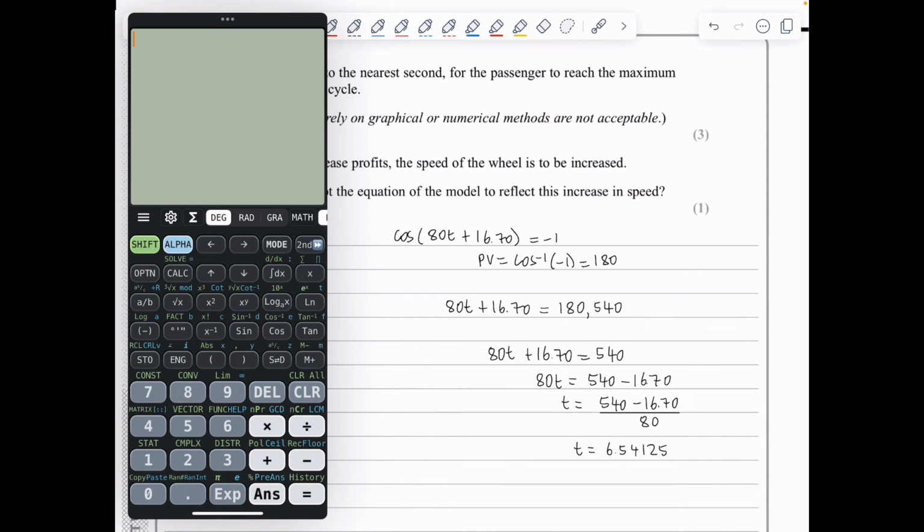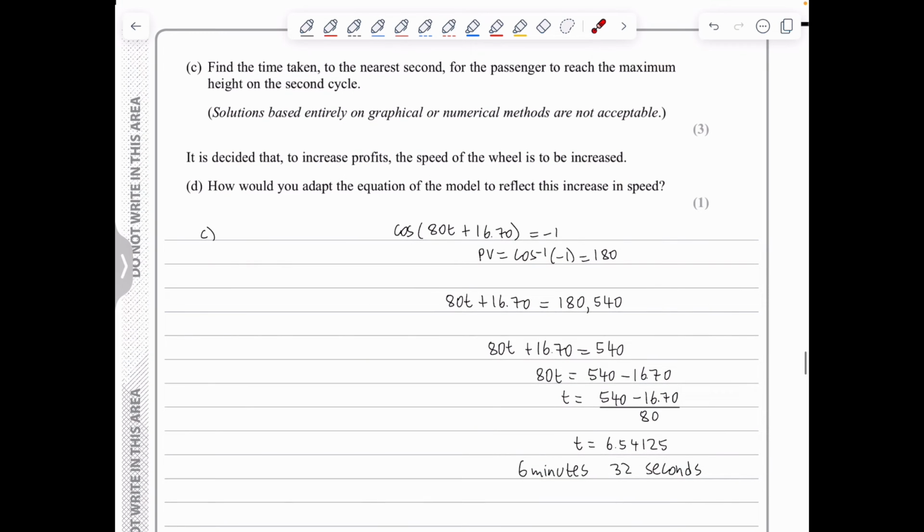So I could actually show you how to do it on the calculator to go from a decimal into minutes and seconds. So we had 540 minus 16.70 over the 80. So 6.54125, and I'm going to press the button above the ENG button, and it turns this into 6 minutes, 32 seconds, 20 hundredths of a second, and so on. So the answer here should be 6 minutes and 32 seconds. We've been asked to give our answer to the nearest second. If we stop at the decimal expression for T, we will be penalized.